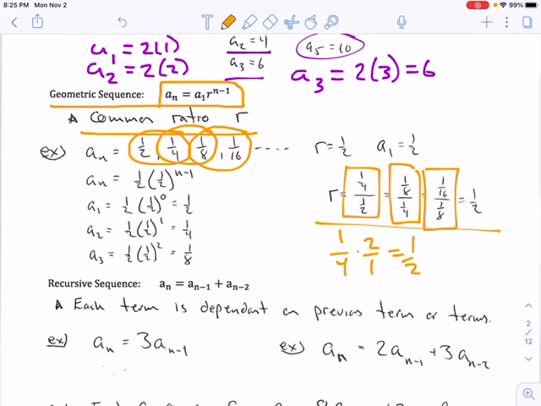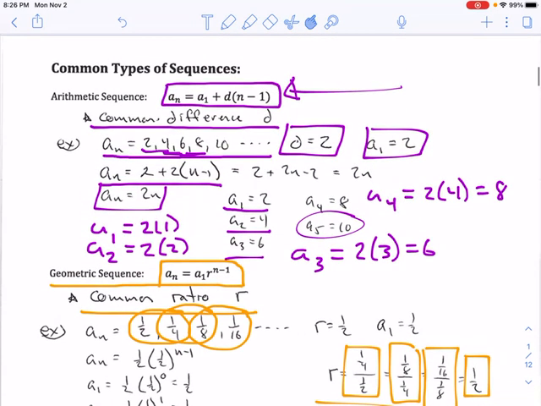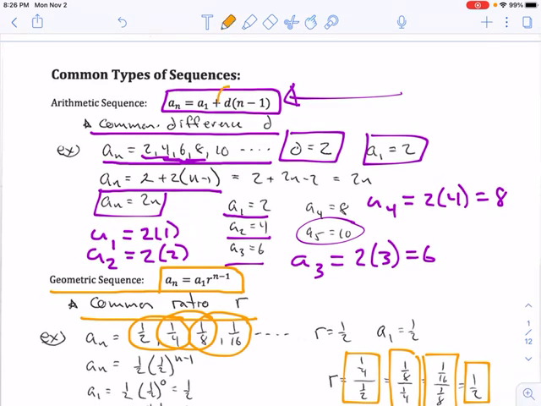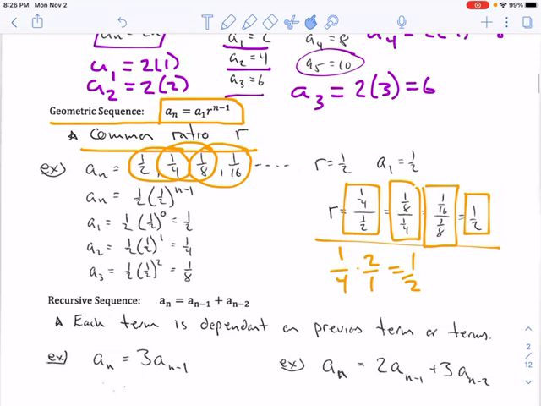1/8 divided by 1/4 is 1/8 times 4, which is 1/2. 1 over 16 divided by 1 over 8 is 1 over 16 times 8, which is 1/2. So they all have the common ratio, the ratio of any two successive terms. So with an arithmetic sequence, we have a common difference between any two terms. There's a common difference between every two terms. With a geometric sequence, we have a common ratio between successive terms.